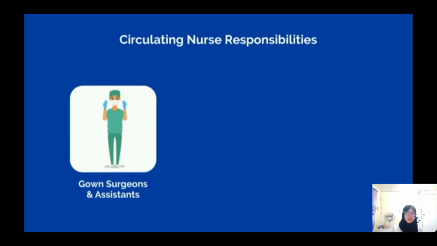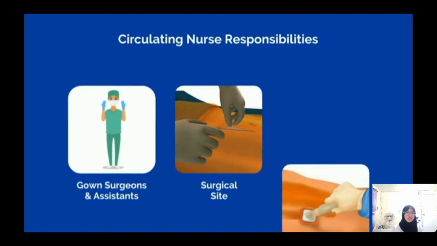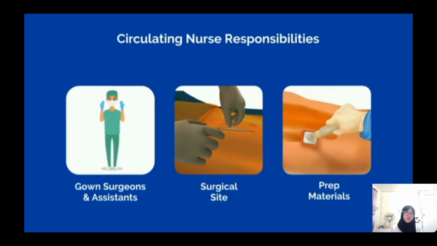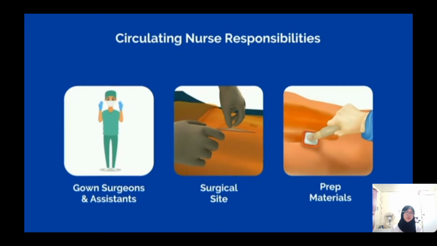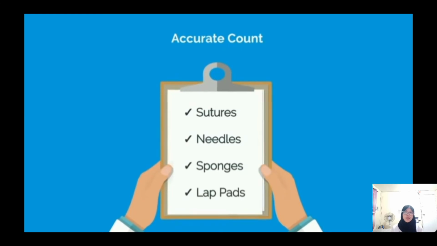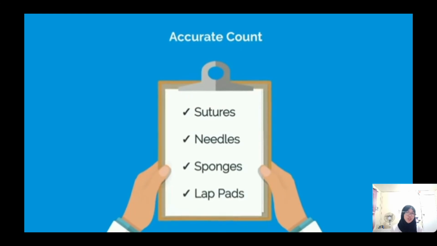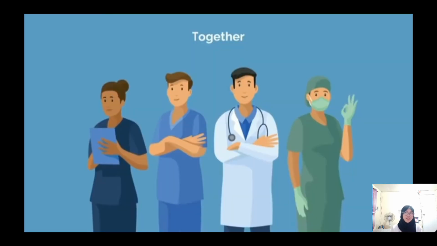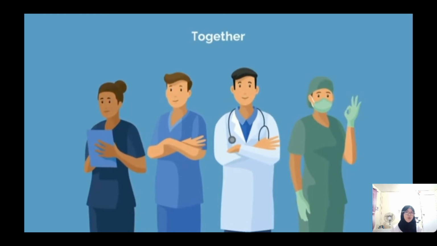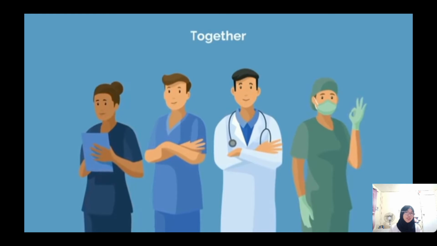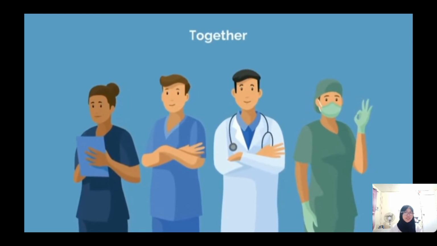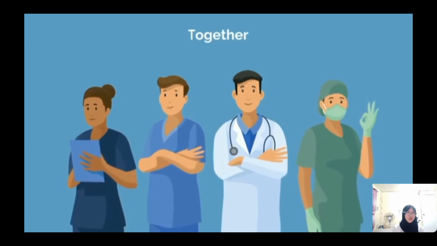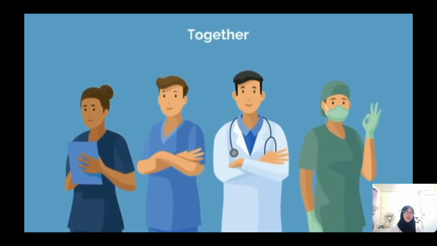Together with the scrub nurse, they help the surgeon and assistant get gowned in sterile fashion, and it's common for them to also help prep the surgical site with washing agent and other prep materials. Towards the end of the case, they'll ensure an accurate count of the sutures, needles, sponges, and lap pads. Together, all parts working in harmony translate to a successful and nearly seamless experience for patient care and safety. So that's it on the role of the surgical team.